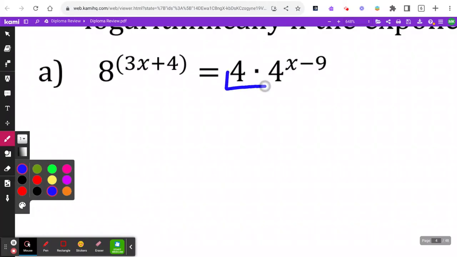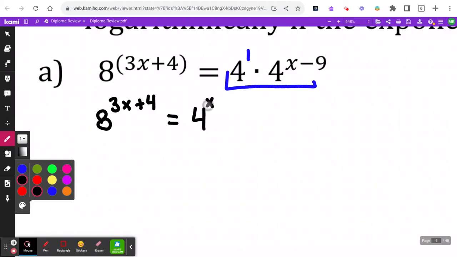we have to deal with this. I find that's an easier thing to deal with first. That's 4 times 4 to the power of x minus 9. You need to add those exponents, right? Use your exponent laws. So this is 8 to the power of 3x plus 4 equals 4 to the power of x minus 8. Add those exponents. So 1 minus 9 is negative 8.